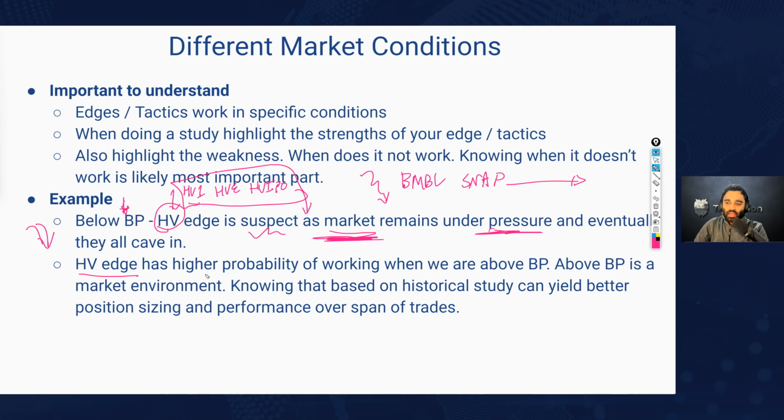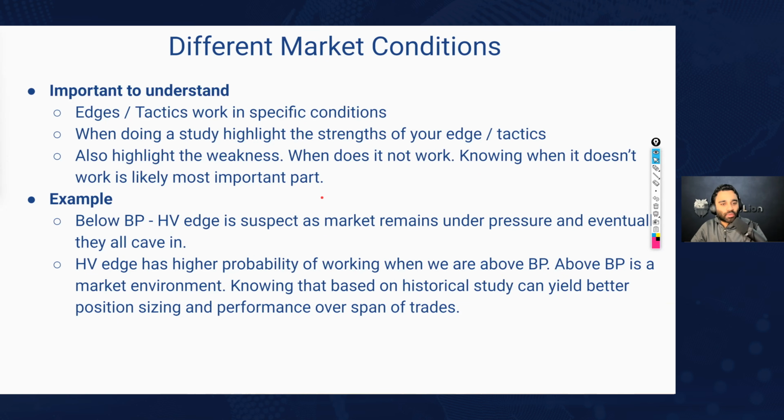So the HV edge has a high probability of working above the BP. We all know that because you have the market behind you, you have the supply and demand skewed in one favor, and everything's sort of pointing in that one direction, which is to the upside. And that's when we see that this particular HV1, HVE, HVIPO tend to work out a lot better in those market conditions. So any questions on market conditions? Be happy to answer them.